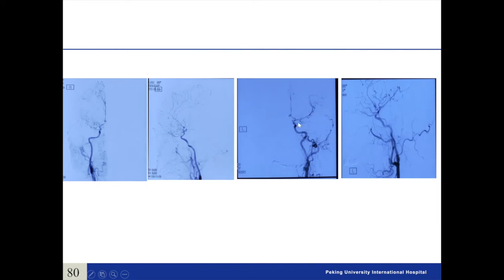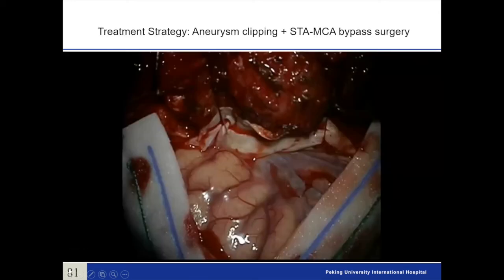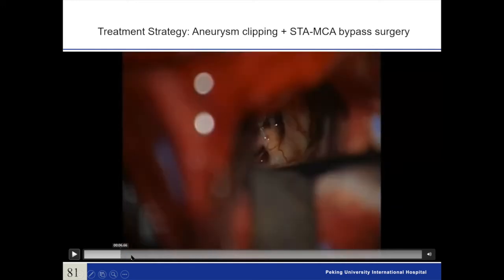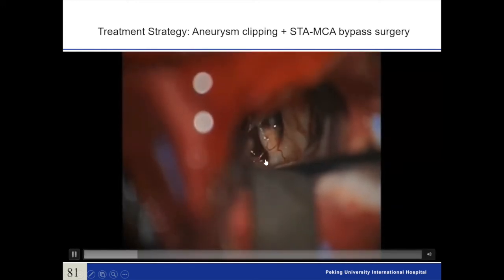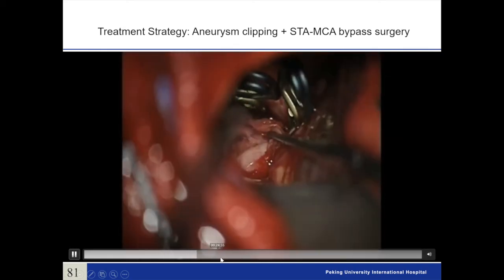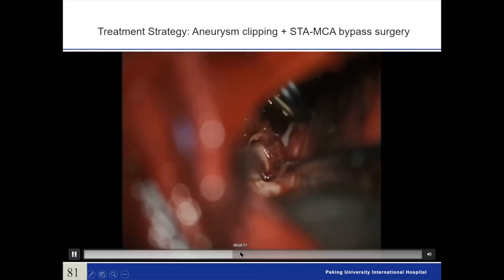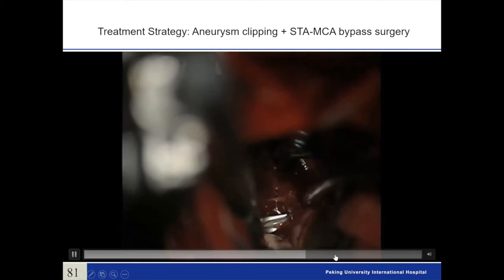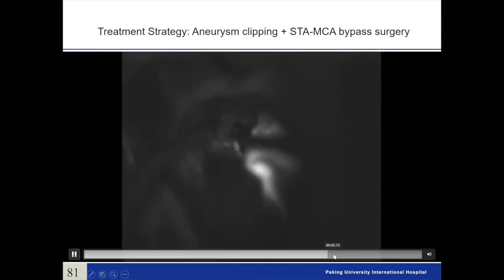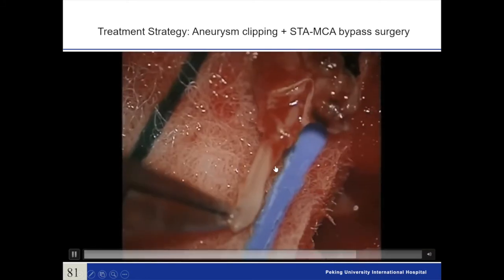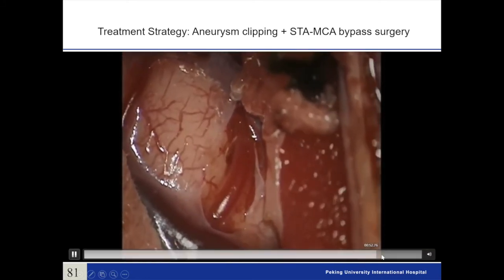For this case, this is the aneurysm. The blood is from the left side, but because the aneurysm is located in the midline, we can do both aneurysm clipping and the bypass surgery for the right STA-MCA at one stage. So that's the surgery. It's just a regular aneurysm clipping. It's easy, not so difficult. But there's some blood surrounding. And then followed by the aneurysm clip, the first thing we think, and then we followed by the STA-MCA bypass.